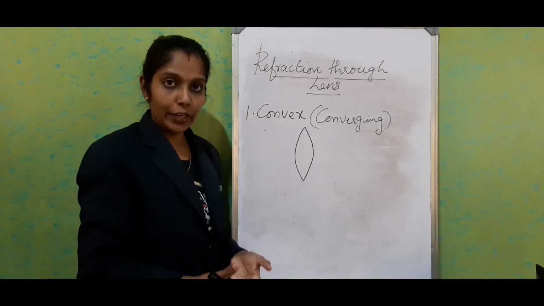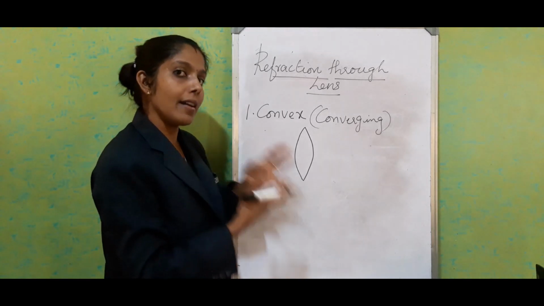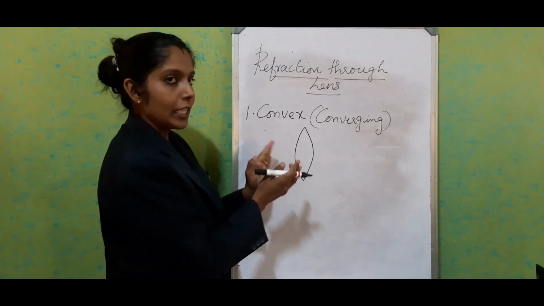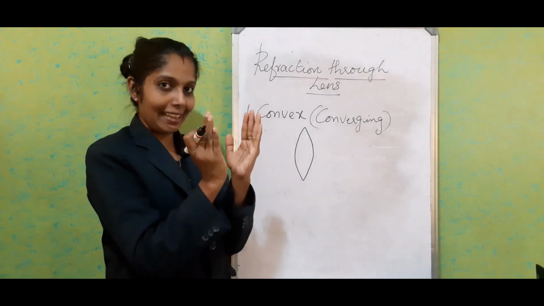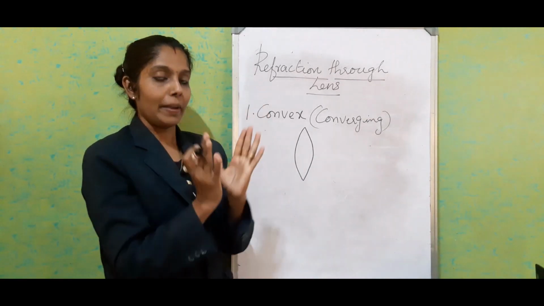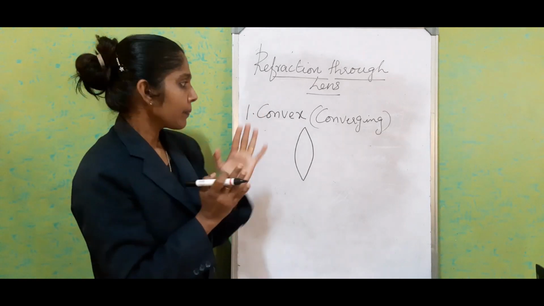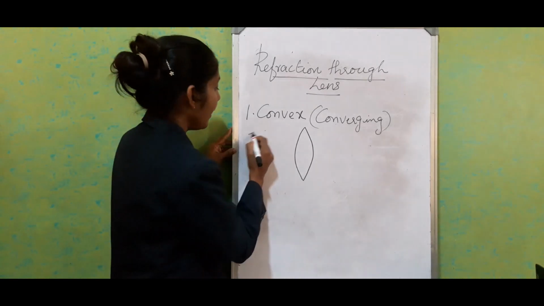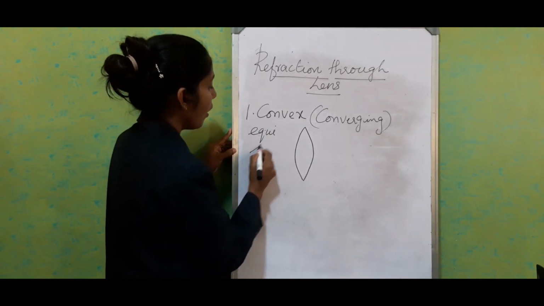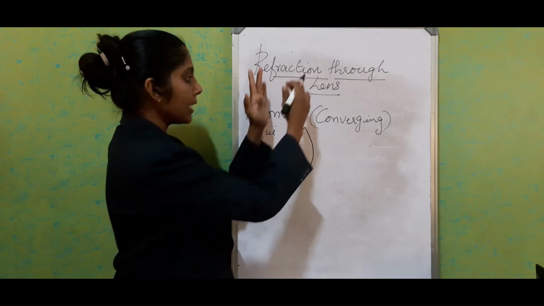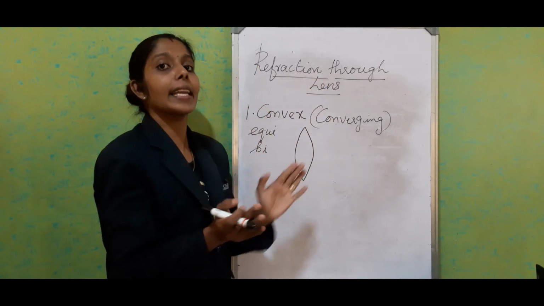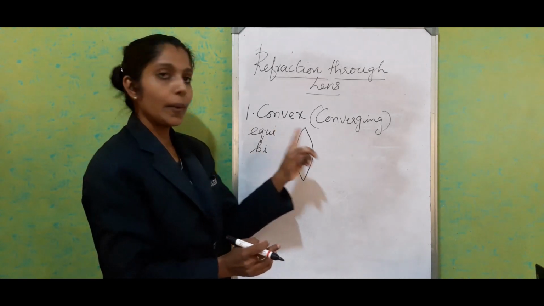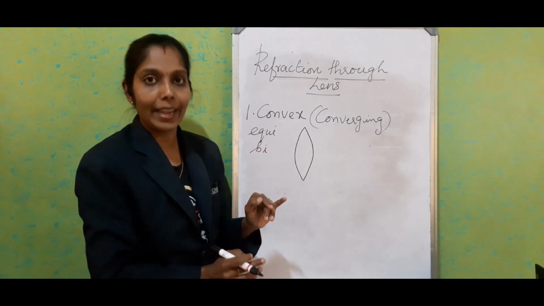Convex lens is called converging lens because when light rays pass through it, they converge to a particular point. So for this one, the middle portion is thick or bulged and the periphery portions are thin in size. We have three kinds of convex lenses. So first one, equiconvex or biconvex. That means both sides have the same shape. Both are bulged outward.